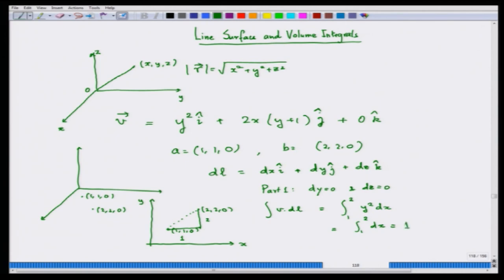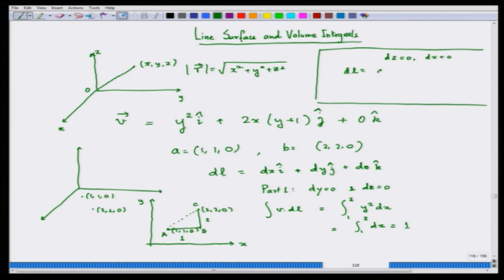Now, if I call this A, B, C, I have come from A to B and now I have to go up to C. Let me do the calculation here on this same page, so that you do not lose track. Here I am changing only y, I am not changing z, I am not changing x. So, my dz is 0 and my dx is 0. So, my dl is dy in the y direction.